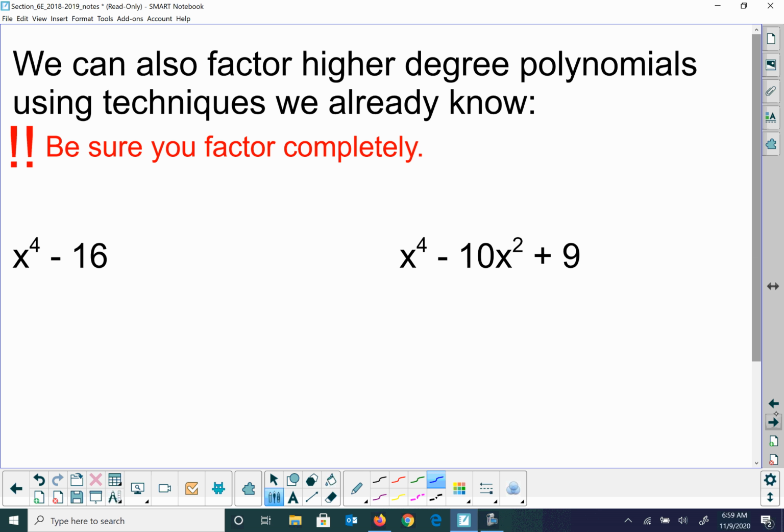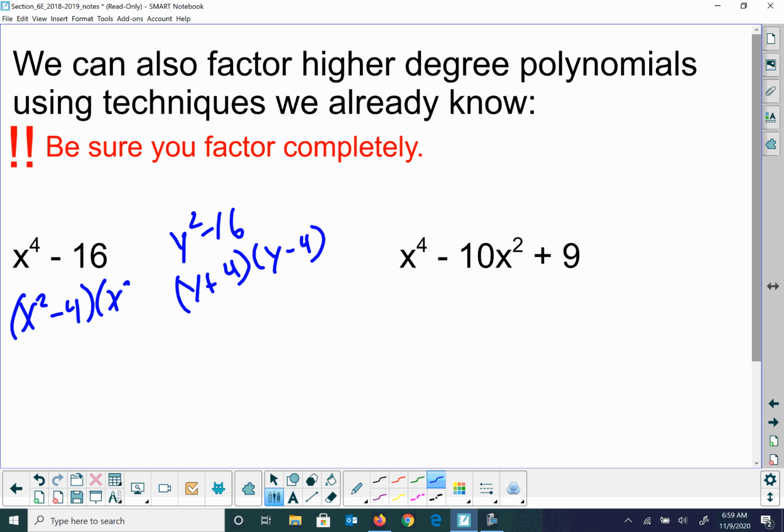So, factoring higher degrees. When we do the factoring of higher degrees, there's a couple of ways that we can think about it. I would think about this as if this was y squared minus 16. It would be y plus 4 and y minus 4. It's the exact same type of operation with this, but I'm going to have x squareds on each of my terms. So x squared minus 4 and x squared plus 4.